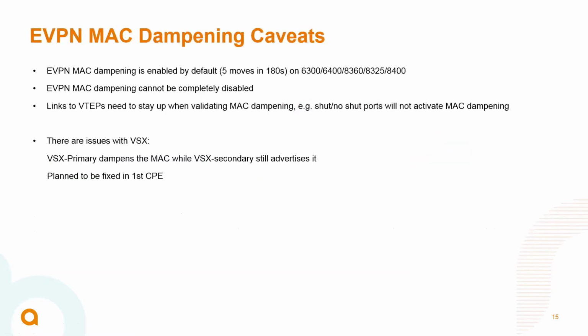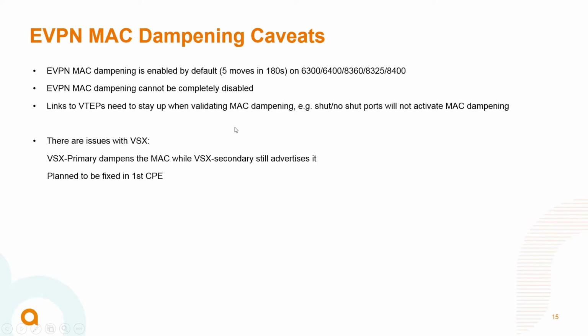So this is about clearing, and now we'll see what the caveats are. MAC dampening is enabled by default on these platforms, with the default count being 5 and the timer being 180 seconds. This cannot be completely disabled. There is no off form of the feature per se. Links to VTEPs need to stay up when validating MAC dampening. For example, shut/no shut of ports will not activate MAC dampening.